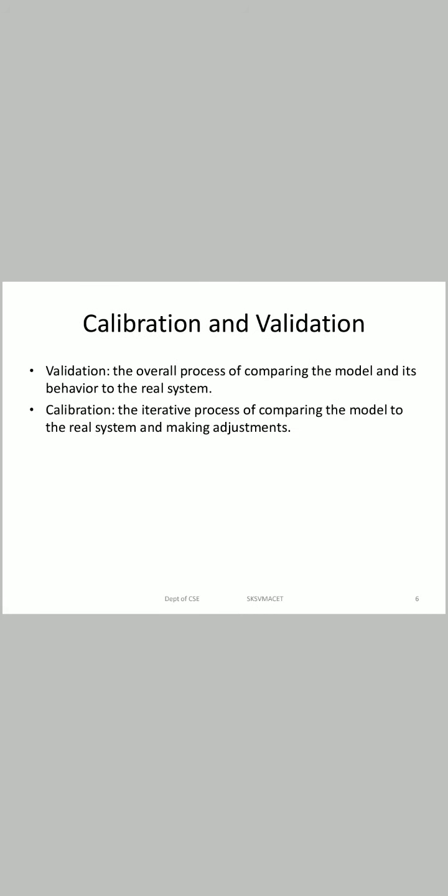The next is calibration and validation. Validation is the overall process of comparing the model and its behavior to the real system. Calibration is an iterative process of comparing the model to the real system and making adjustments. The model builder will go to the real system, study it, and come back to the model, and this comparison will continue. Adjustments will continue till the model resembles the real system 100%.